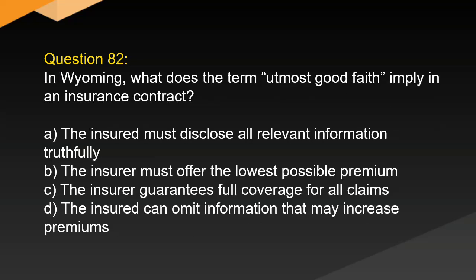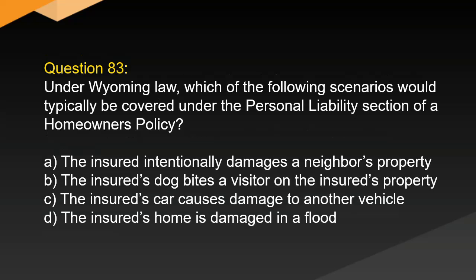Question 82. In Wyoming, what does the term utmost good faith imply in an insurance contract? A. The insured must disclose all relevant information truthfully. B. The insurer must offer the lowest possible premium. C. The insurer guarantees full coverage for all claims. D. The insured can omit information that may increase premiums.